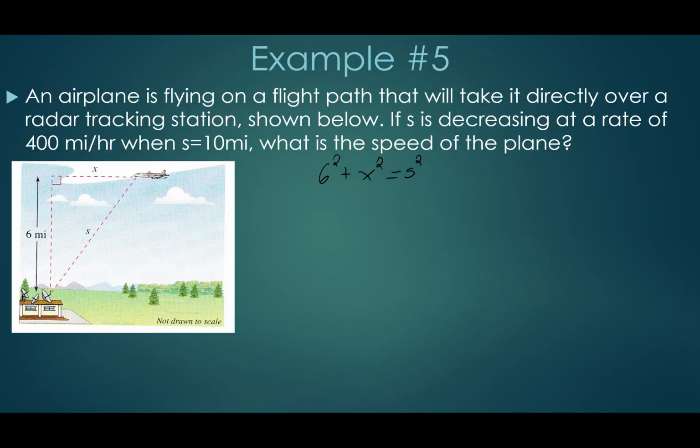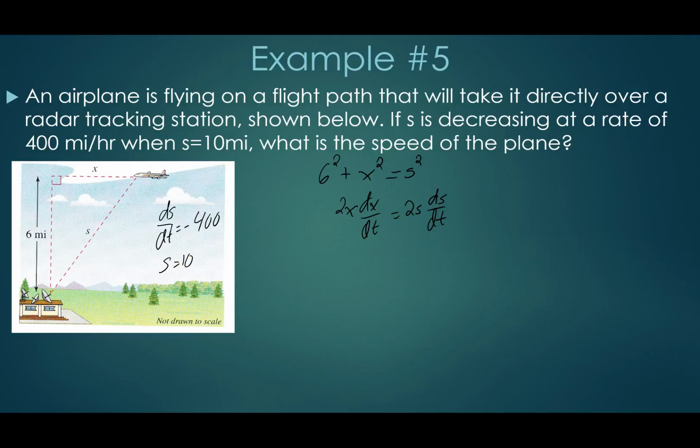That's what we want to work with in terms of finding our derivative. When we take the derivative of this, the 6 squared is a constant, so that goes away, leaving 2x dx/dt equals 2s ds/dt. They give us the ds/dt. It's decreasing at a rate of 400 miles per hour. We're given s is 10.